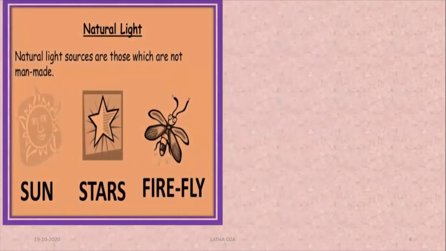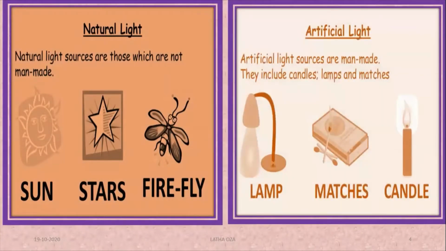Natural sources of light are those sources of light which are obtained from our nature. Artificial source of light is man-made. They include lamp, bulb, matches, etc. And natural sources are sun, stars, and firefly.